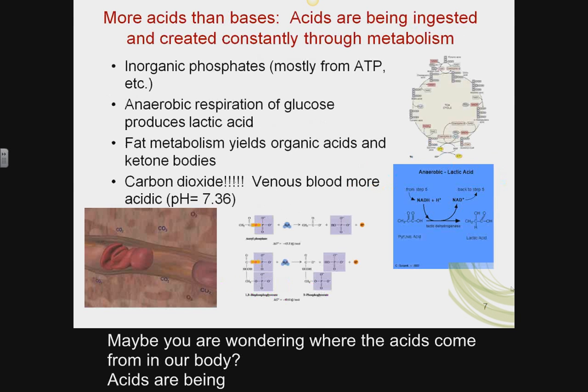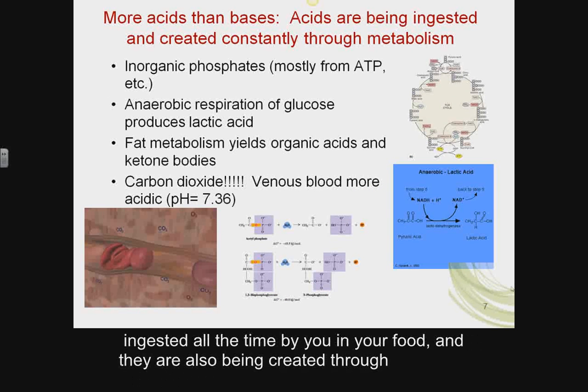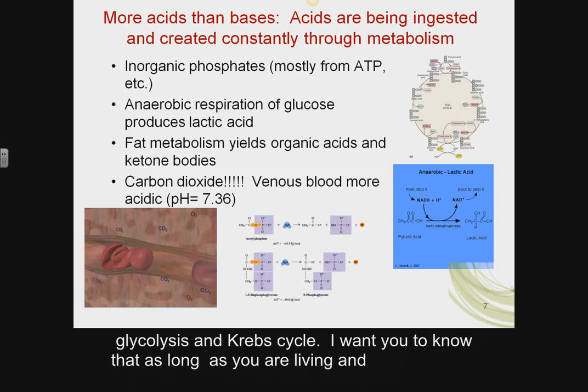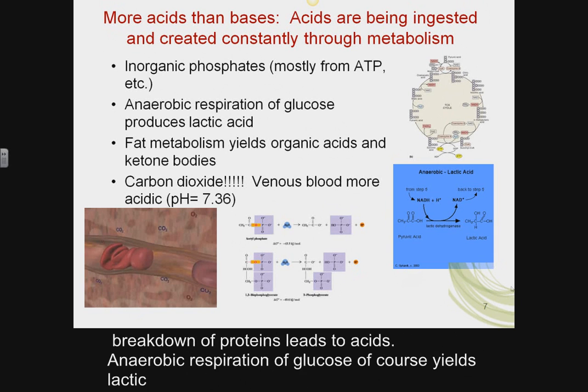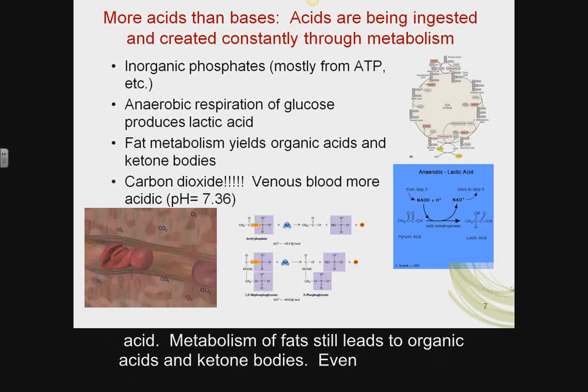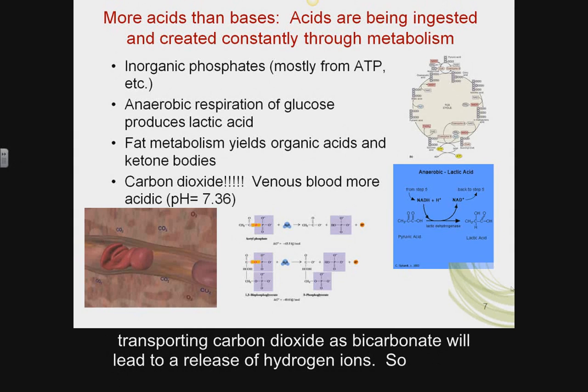Maybe you are wondering where the acids come from in our body. Acids are being ingested all the time by you in your food, and they are also being created through glycolysis and the Krebs cycle. I want you to know that as long as you are living and breathing, you are constantly generating acids as the byproduct of metabolism. The breakdown of proteins leads to acids. Anaerobic respiration of glucose, of course, yields lactic acid. Metabolism of fats still leads to organic acids and ketone bodies. Even transporting carbon dioxide as bicarbonate will lead to a release of hydrogen ions.